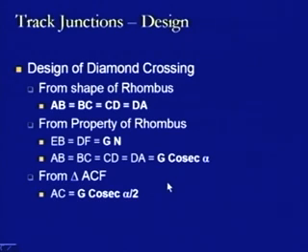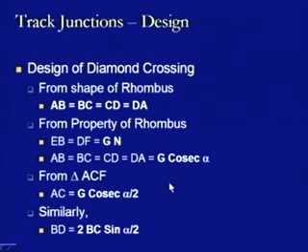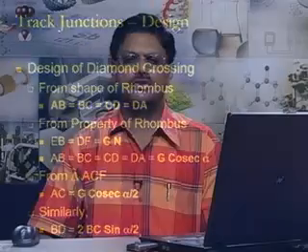And from triangle ACF, AC is equal to G cosec alpha by 2. Similarly, BD is given as 2 BC sin alpha by 2. So, just by the simple geometry of the triangles and the rhombus, we can compute all the components of any diamond crossing.